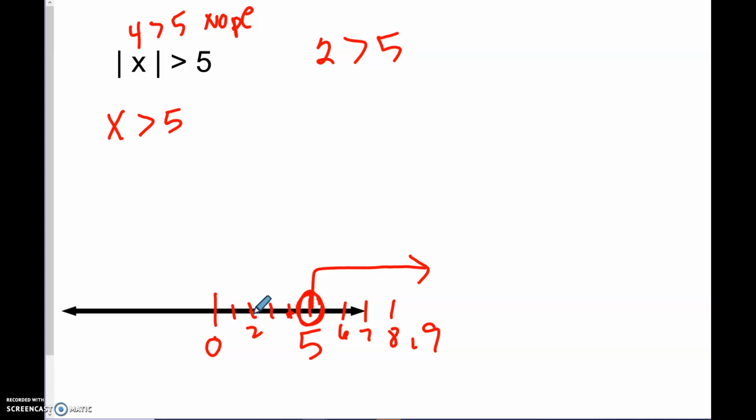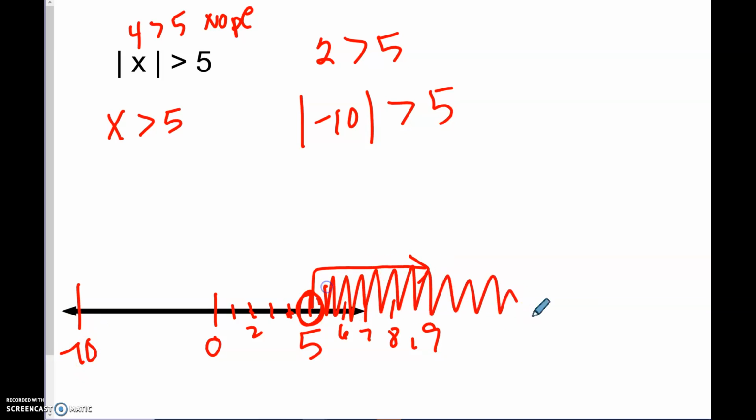Well, let's just pick a negative 10. So if we have the absolute value of negative 10, does that work? So way down here, negative 10. Does that work? Should I be coloring that in on my number line? Well, what's the absolute value of negative 10? 10. Is 10 bigger than 5? Oh, yes it is. So 10 has to be colored in.